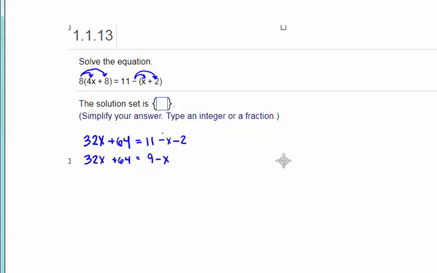All right, our next step is to get the x's on one side of the equation and our numbers on the other side of the equation. So we're going to start moving things around. I'm going to start by adding an x to both sides of the equation.